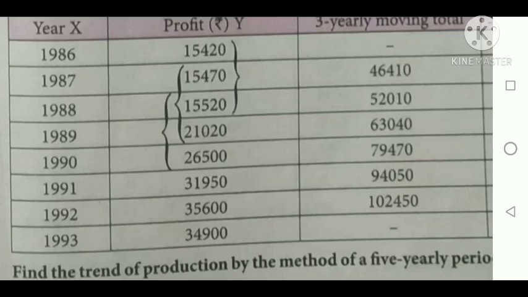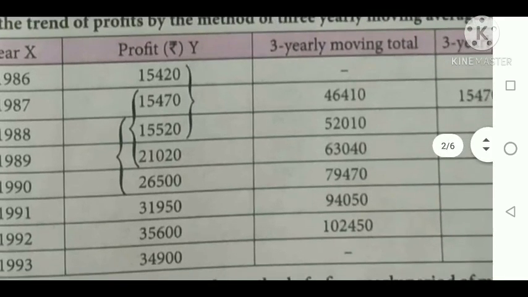For example, the 86, 87, 88 profits are added: 15,420 plus 15,470 plus 15,520. We are getting 46,410. It is written in the middle of the years, that is 86 to 88, so 87 is the middle year. So we write in the middle year the 3-yearly moving total, 46,410, by adding the first 3 years: 15,420, 15,470, 15,520.